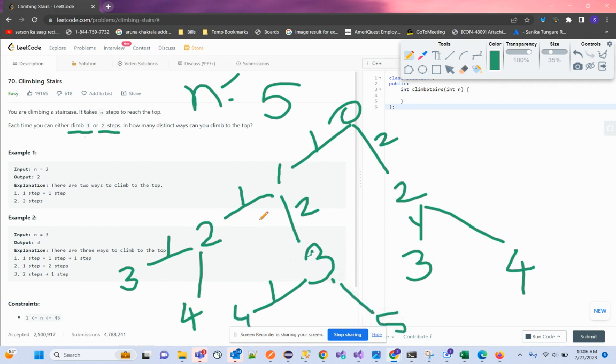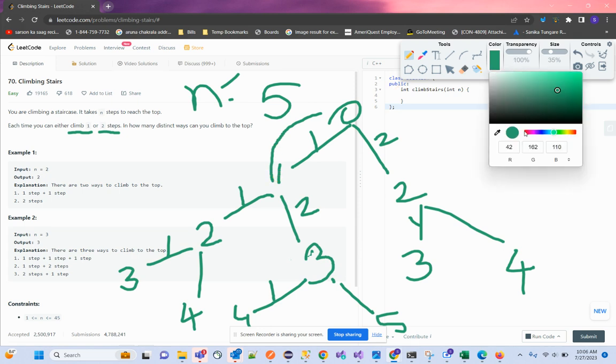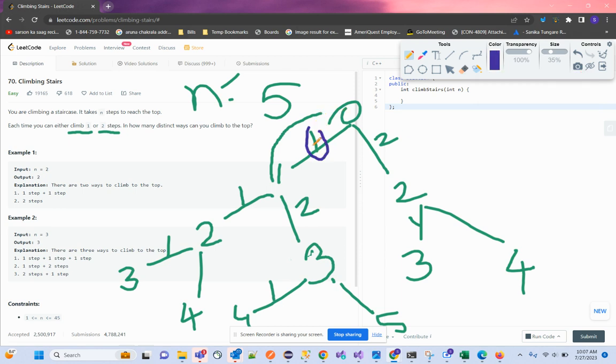Here you come to the conclusion that you can reach the 5 steps in this particular format: taking 1 step, then 2 steps, and again 2 steps. This is one way you can reach the destination. This is a 1 step, this is a 2 step, and again a 2 step. By this way you can reach 5.